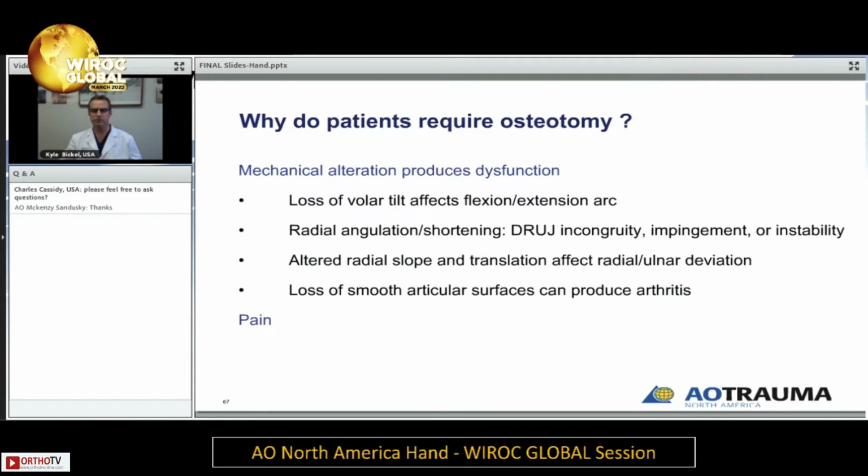Pain is often associated with the deformity and is another primary driver for determining whom to operate on and when to perform surgery. And finally, visible deformity, although it is not considered a functional deficit, can often be quite profound and is in many cases the most bothersome component of these injuries to the patient.